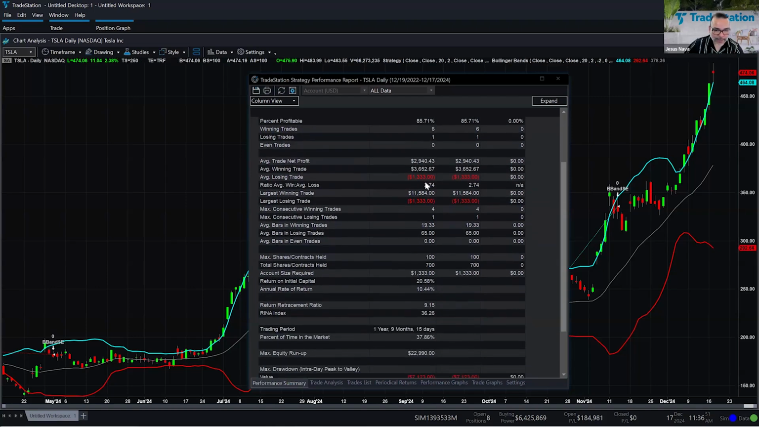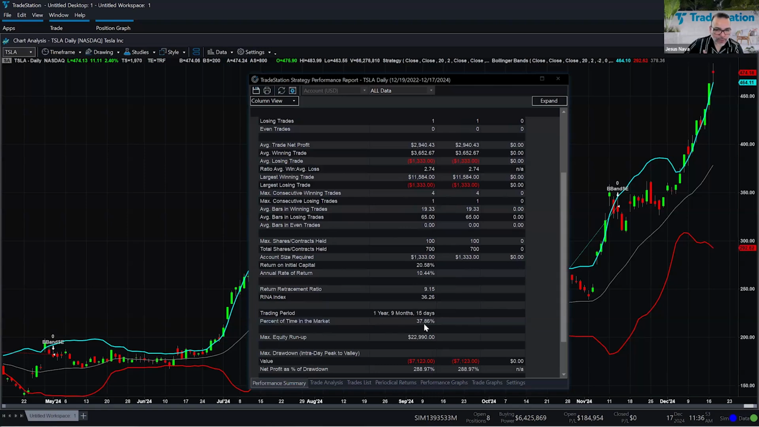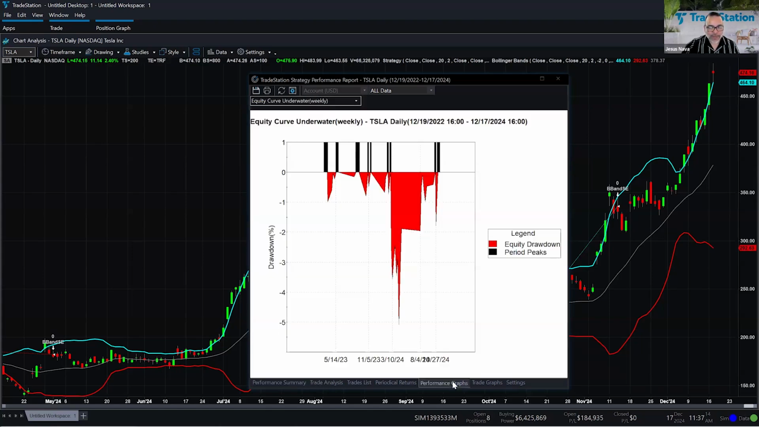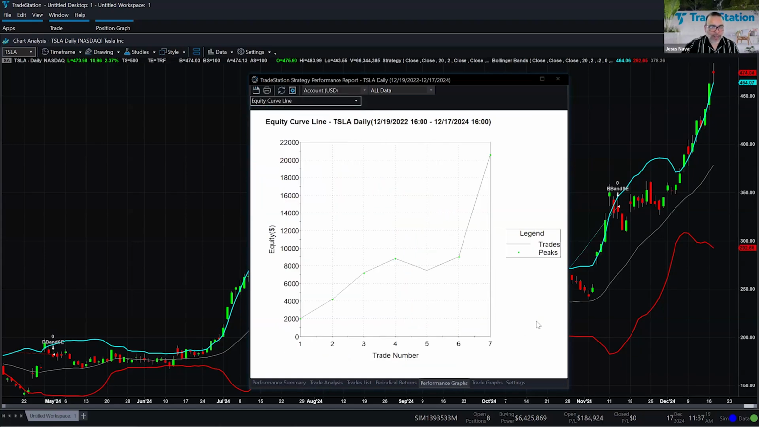Now, if we look at percent in the market, look at the percent time in the market. We dropped it to 37% from 98% of time in the market. Now we're down to 37% because we're only taking those long trades and we're closing them and waiting until another long trade happens. So we dropped that significantly. Now the maximum trade drawdown also dropped. If we look at the performance graph, of course, we still have a lot of drawdown, but we have fewer trades, only 7 trades.